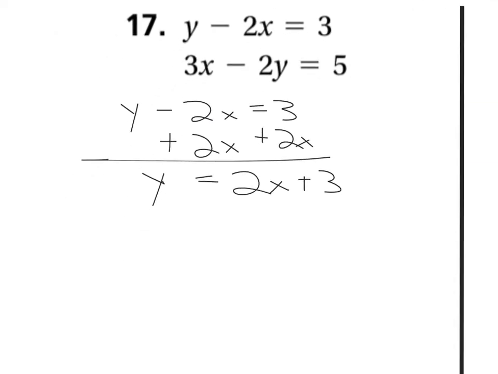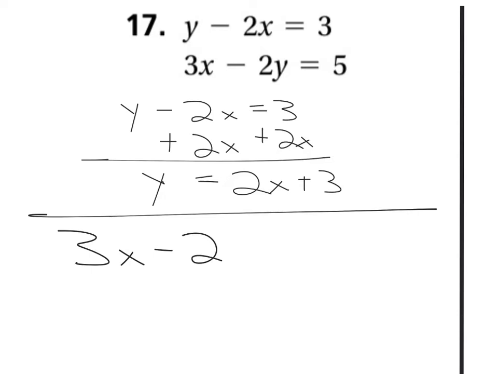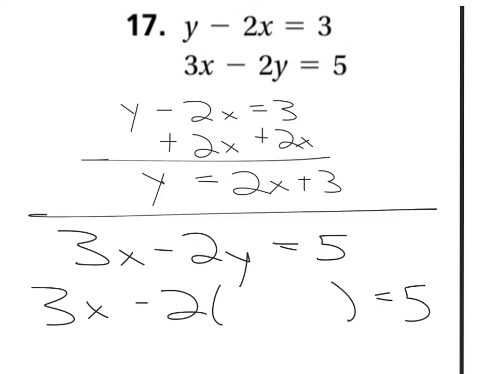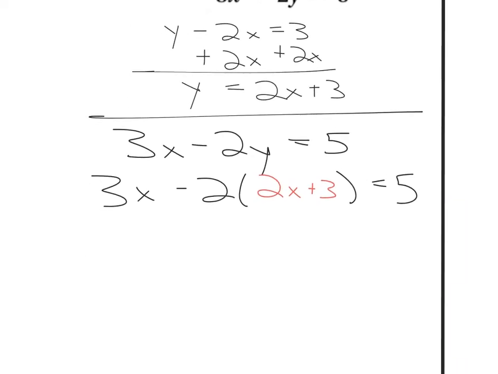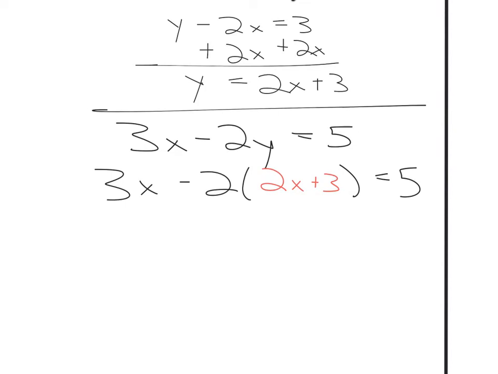So I'm going to take the other equation, 3x minus 2y equals 5. And where I see y, I'm going to substitute it with the algebraic expression that y is equal to. And in this case, as you can see just above, it's equal to 2x plus 3. So what we're looking at now is an equation in one variable and not two.